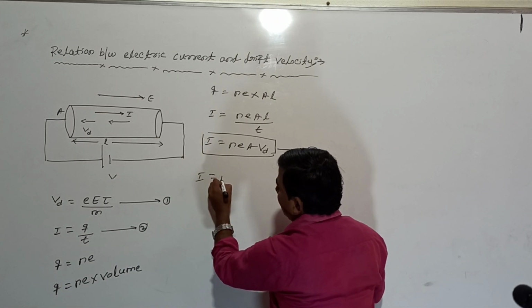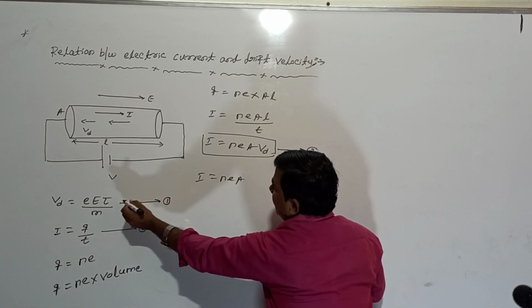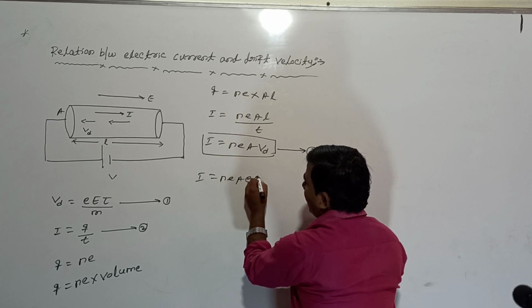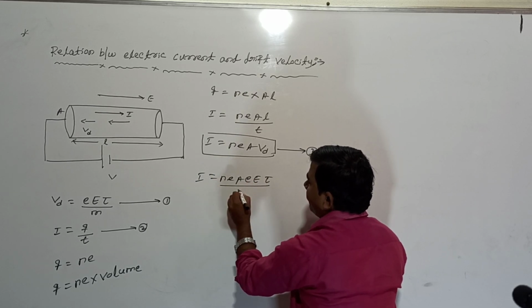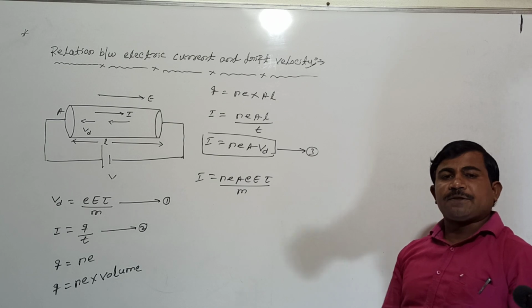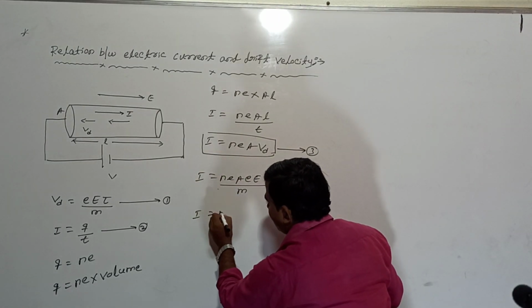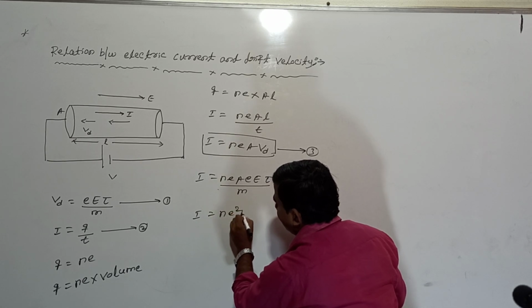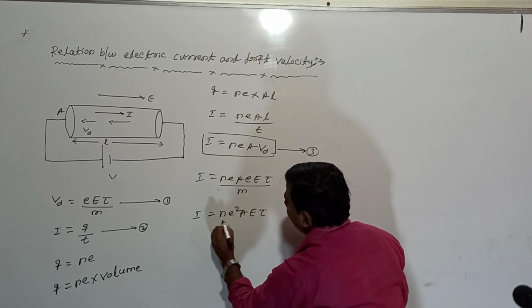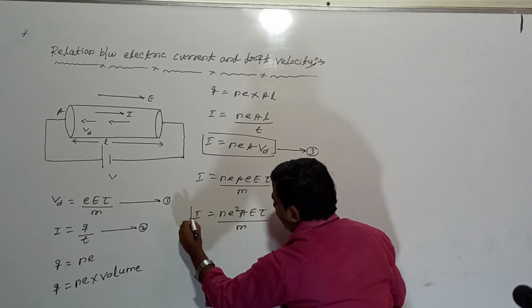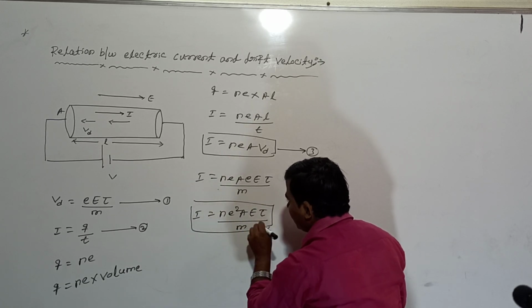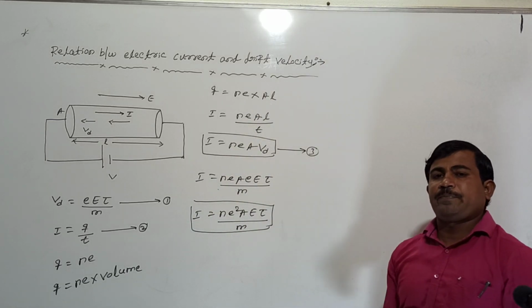Current equal to nAeVd. What is Vd? Vd equal to small e capital E tau divided by m. Right. Again you can modify like this. How to represent? I equals n e square A capital E tau divided by m. In a conductor, this much amount of current is flowing.